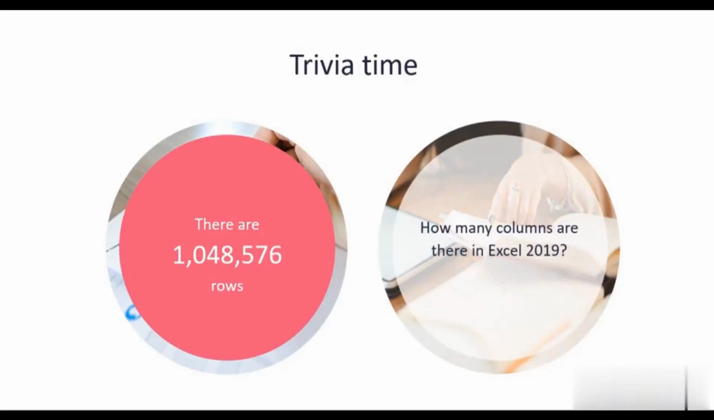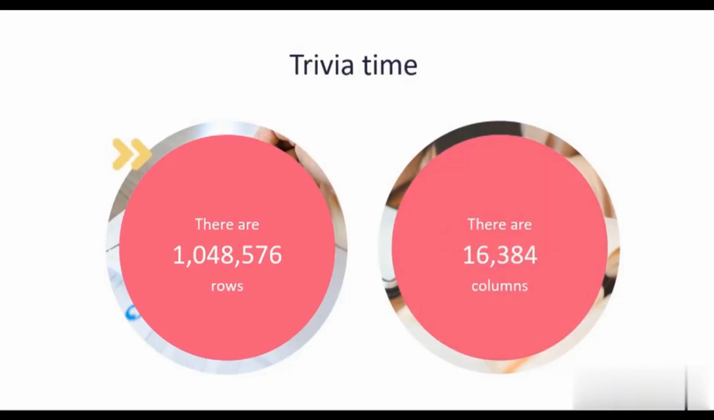Moving along to question 2, how many columns are there in Excel? Excel 2003 had a little over 250 columns, and again, users needed much more. So how many columns do you think there are in Excel 2019? 16,384 columns. This change was introduced in Excel 2007. Now that's a lot of data.